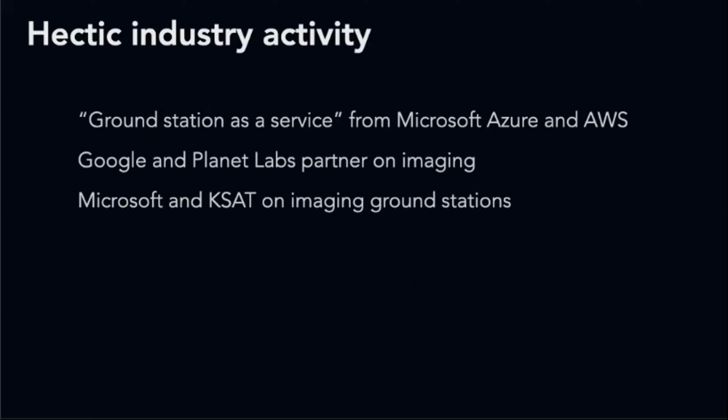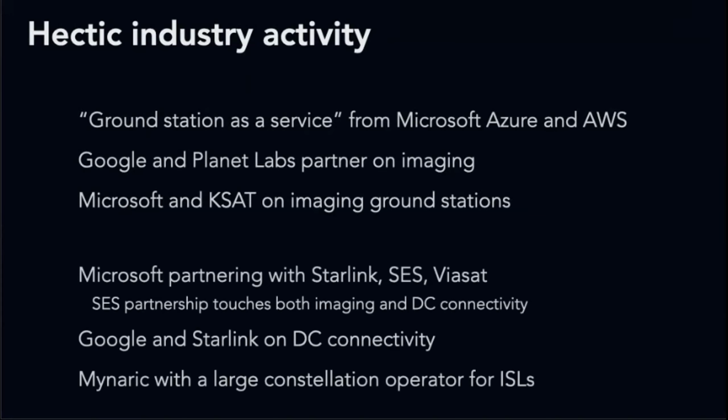On the imaging side, Azure and AWS recently launched ground station as a service platforms of their own. Google and Planet Labs are partnering on imaging applications. Microsoft and KSAT, which is a ground station network, are partnering on imaging ground stations. On the broadband side, Microsoft and Google are partnering with Starlink to provide connectivity for their data centers. Microsoft also has such partnerships with SES and Viasat. The SES partnership touches both the imaging space and data center connectivity.